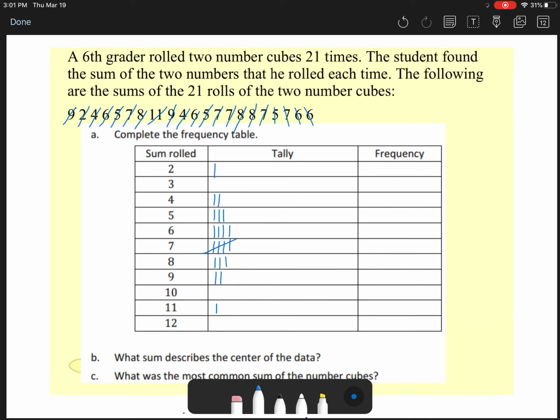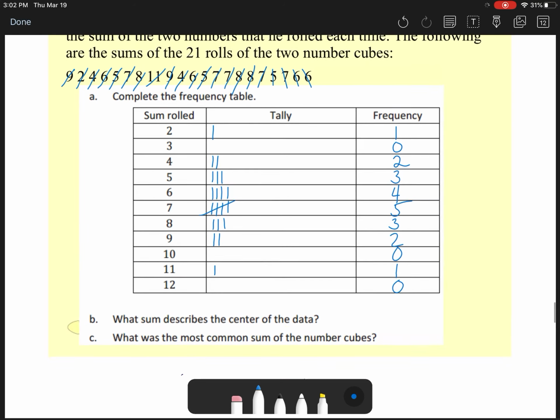Okay, and then once I have that done, I'm going to go and write the number out in my frequency column. If I have no tally marks, it means that the frequency is 0, because that sum did not come up at all. Okay, the sum of 4 came up twice. The sum of 5 came up 3 times. The sum of 6 came up 4 times. The sum of 7 came up 5 times. 8 came up 3 times. Then we have 2, 0, 1, and 0.